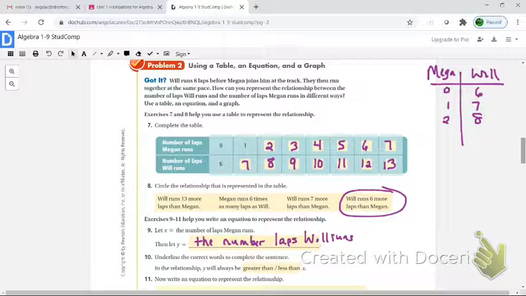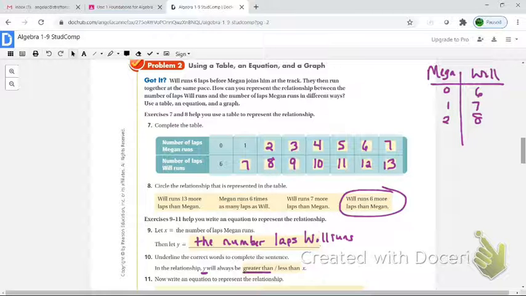Now, how do they relate? It says, underline the correct words to complete the sentence. In this relationship, y, which is Will, will always be more than or less than x, which is Megan. Well, he's already run 6 before she gets there, and then he continues to run with her. So he's always going to be, in this particular instance, running more than she.